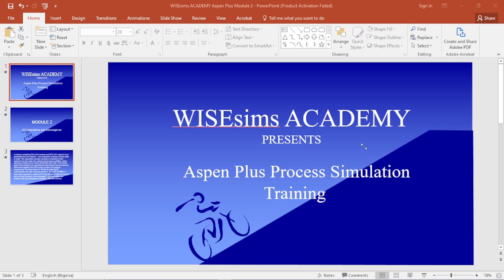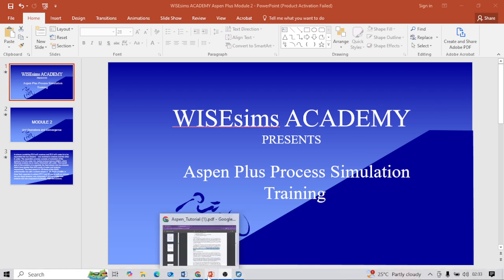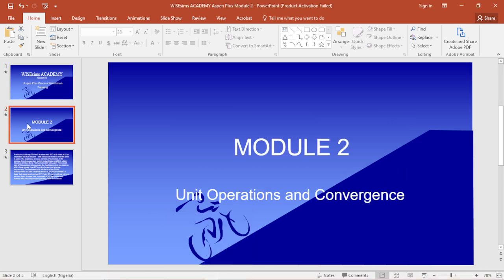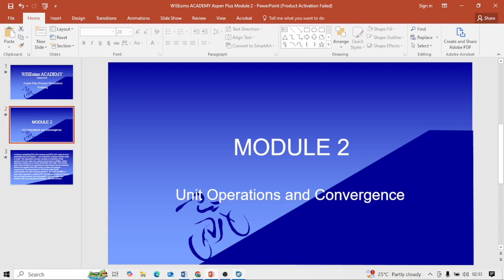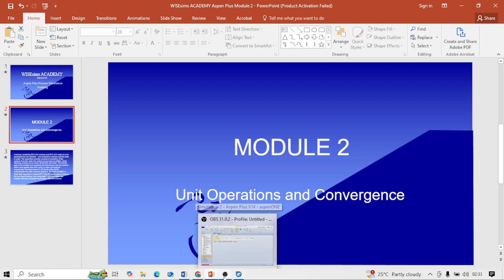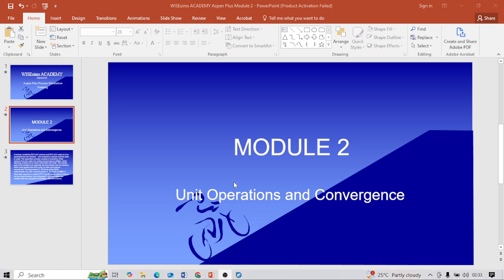All right, so now we are looking at module 2. In the first one we talked about a lot of introductions, explaining the property environment of Aspen Plus and the simulation environment. If you haven't gone through it, just do that. Then for our students, we did some analysis, so you have to go over that as well.